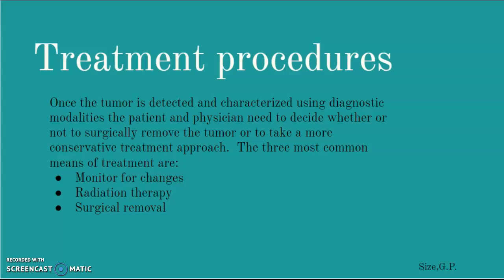Once the tumor is detected and characterized using the modalities that we listed earlier, the patient and the physician need to decide if it needs to be surgically removed, or they can decide to take a more conservative approach and treat it in different ways. The conservative approach would be to monitor the changes, not do any surgical procedures, and just keep an eye on it. The next option is radiation therapy. And then lastly, like we've mentioned, surgical removal, which is pretty common.